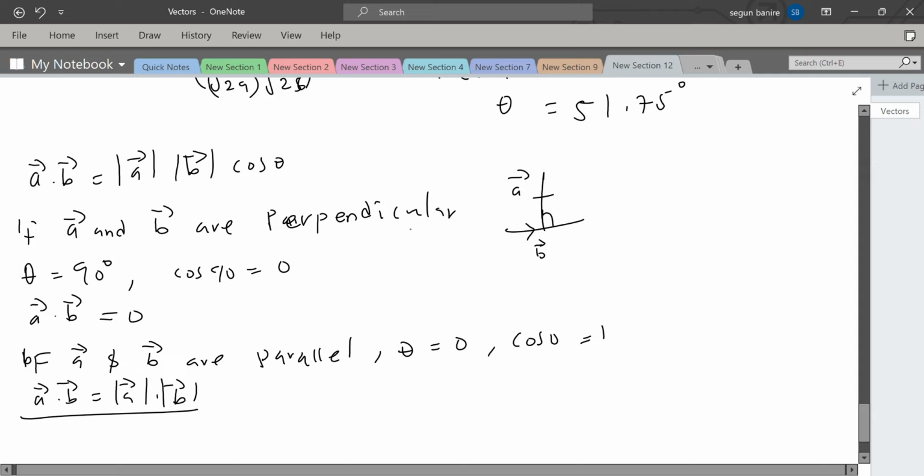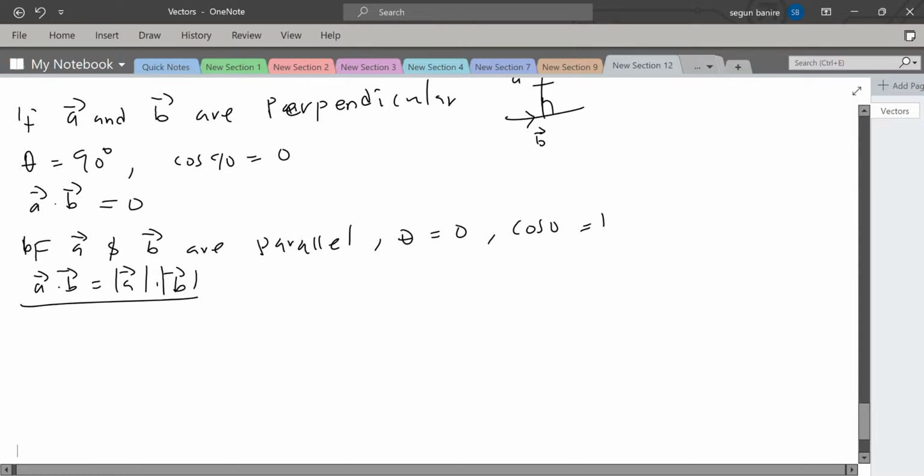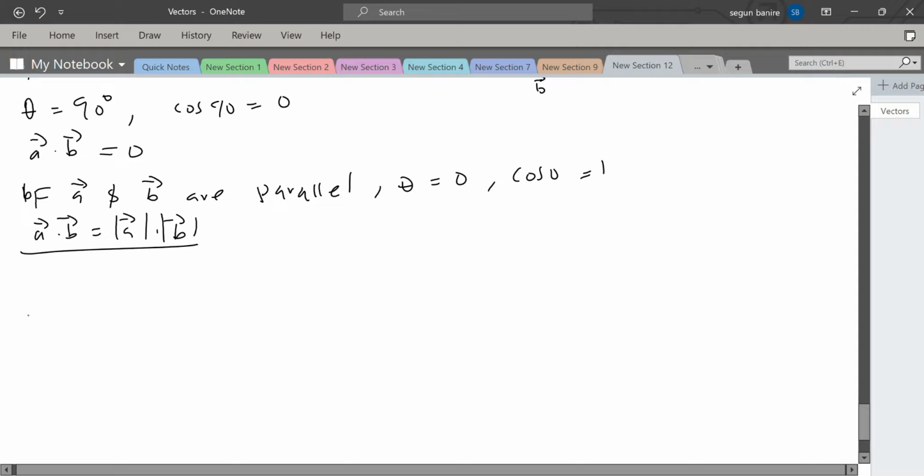There are a lot of questions you could be asked saying, if two vectors are perpendicular, show that two vectors are perpendicular. If given that they are perpendicular, find this. So I think we'll do one example on that. Let's do an example on perpendicular. Let me write the question out.